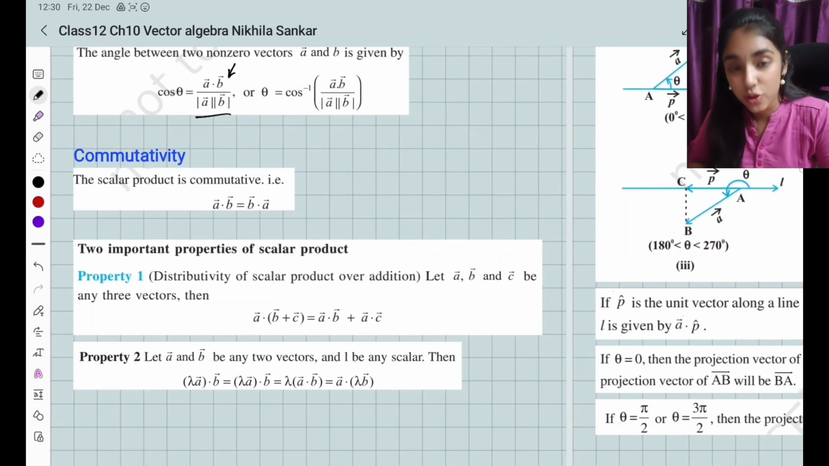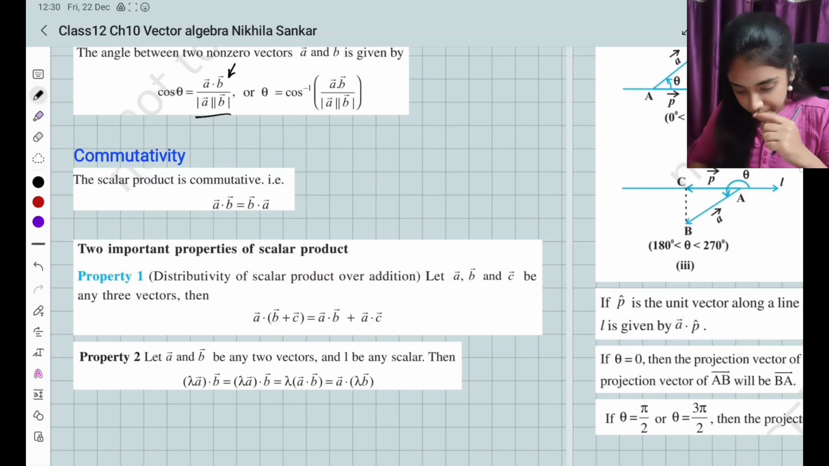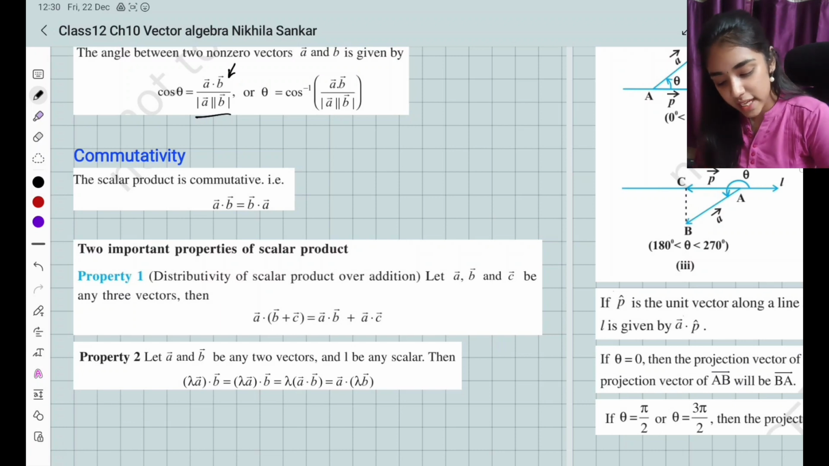And what is the commutativity? The dot product is going to be commutative. So, A dot B equals B dot A. ஏன்னா product-ல தானே இருக்கு. So, it doesn't matter. Now, two important properties of a scalar product. என்னென்ன தெரியும்? Distributive property. So, commutativity பார்த்தாச்சு.